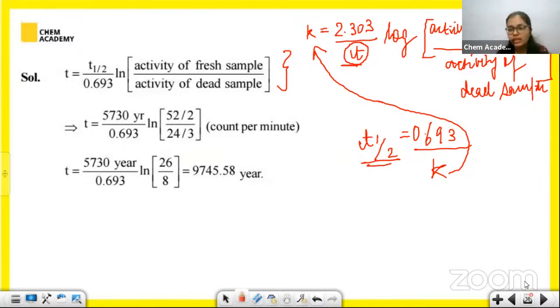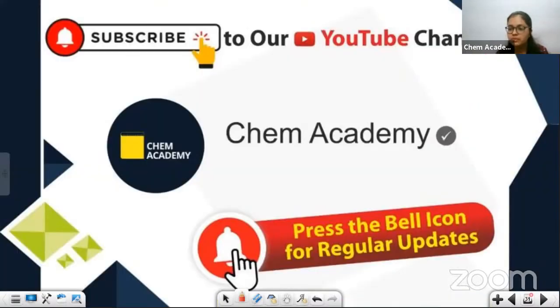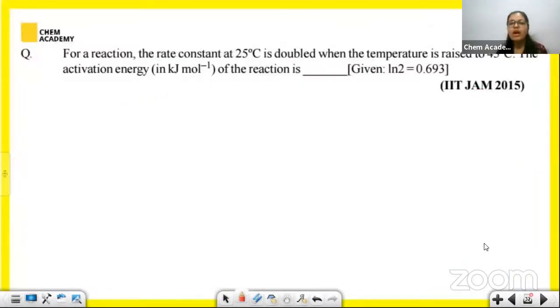Now, moving on to the next question. Now here, for a reaction, the rate constant at 25 degrees Celsius is doubled when the temperature is raised to 45 degrees Celsius. The activation energy in kilojoule per mole of the reaction is. Now, this question can be solved with the help of the integrated Arrhenius equation. Let us see how we will do that.